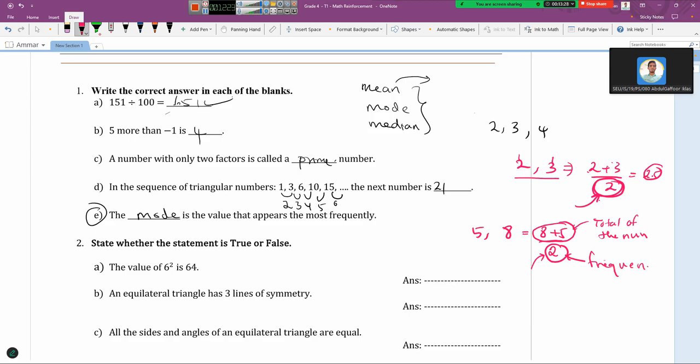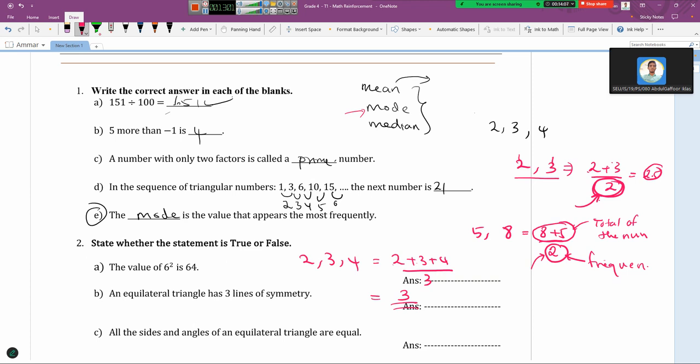Now let's suppose we have three numbers, 2 comma 3 comma 4. How can you find the average of these three numbers? By adding all the numbers and dividing. We have to take the sum of all these three numbers, 2 plus 3 plus 4, divided by the frequency. Is the frequency 3? So 2 plus 3 plus 4 is 9, 9 by 3 is 3. So 3 is the average, right?